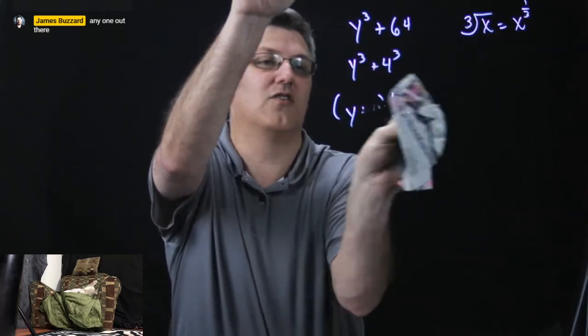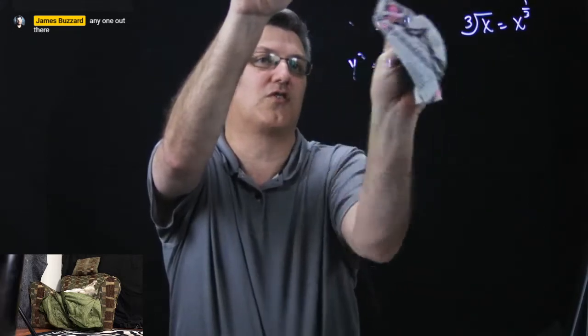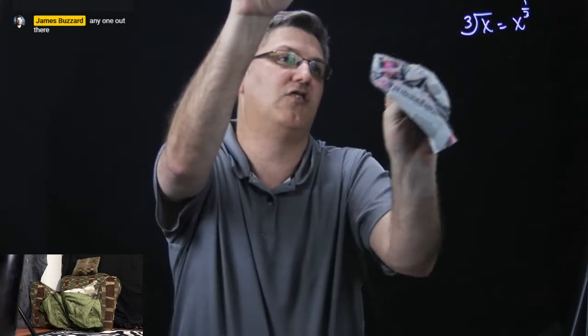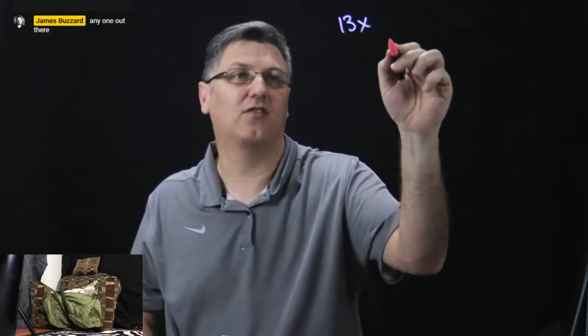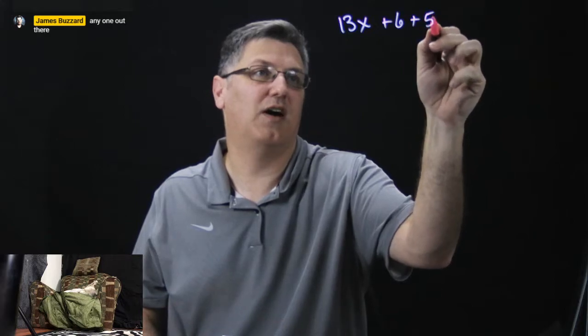So you've seen the sum of cubes, difference of cubes works the same way, and we've seen a GCF and a difference of squares. So let's look at something where we actually have to factor a trinomial. So let me pick a nice pretty one. 13x plus 6 plus 5x squared.